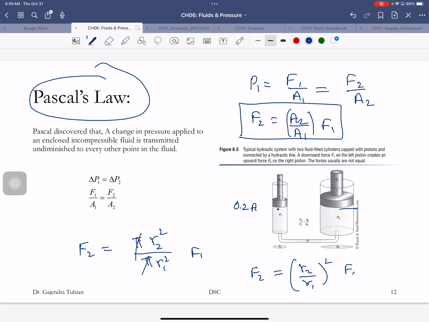Okay, so let's say this input piston is 1 inch wide, and this output piston is 5 inches wide. 5 divided by 1 is 5. 5 squared is 25. The output force is 25 times the input force. So this is a force multiplier. You apply a force of 100 pounds, you're getting an output force of 2,500 pounds.